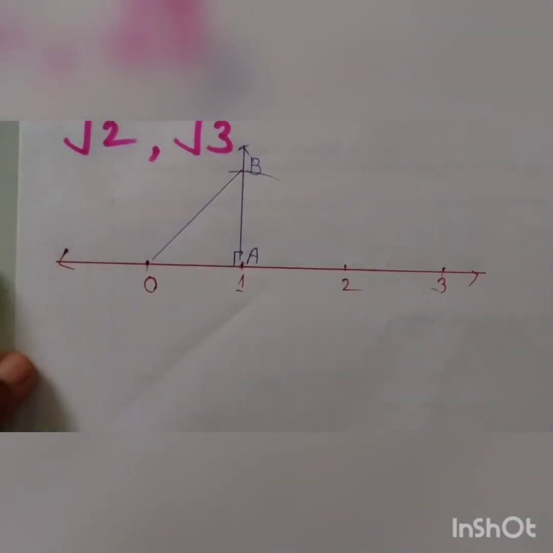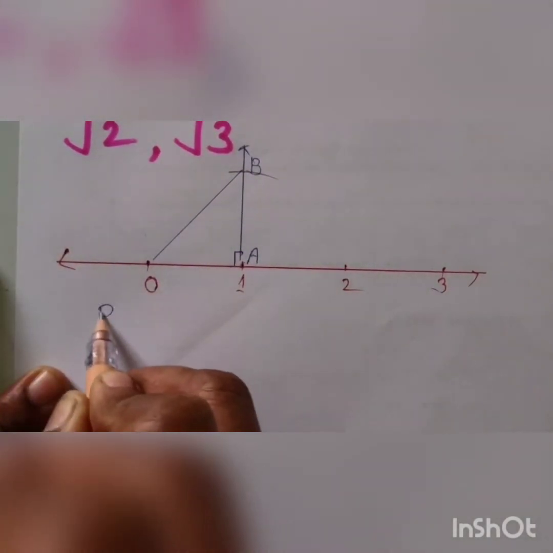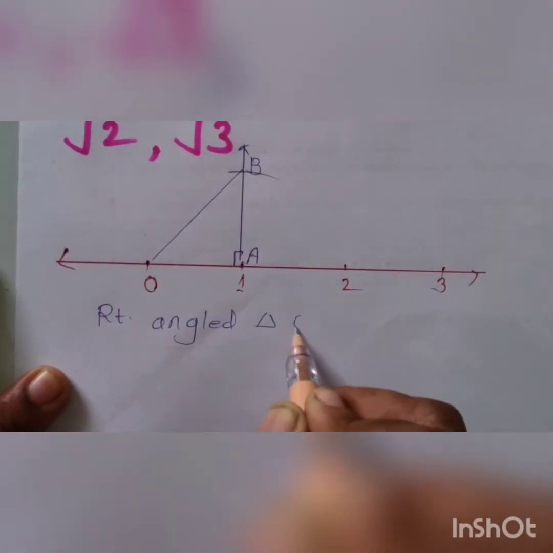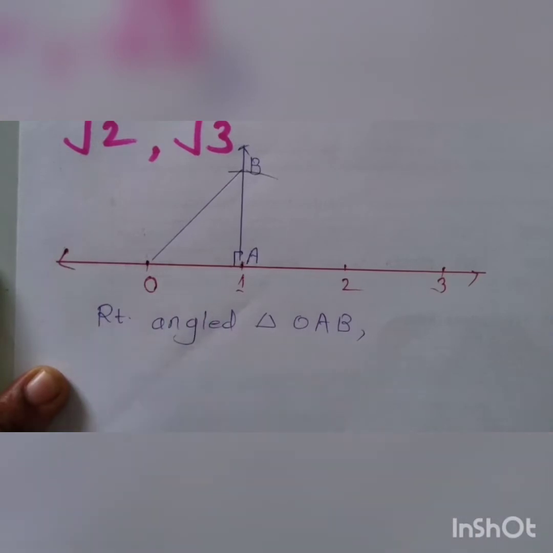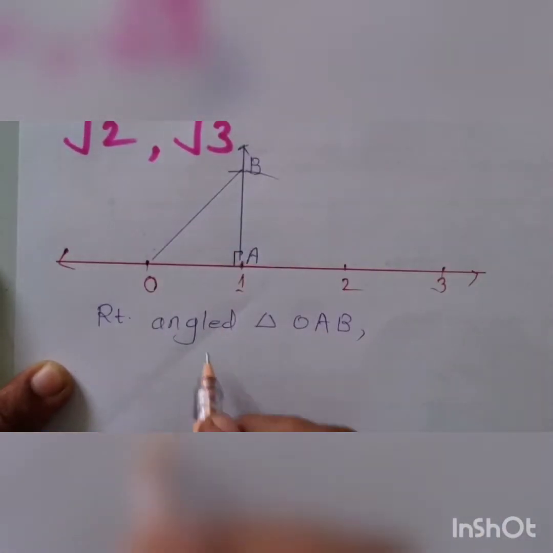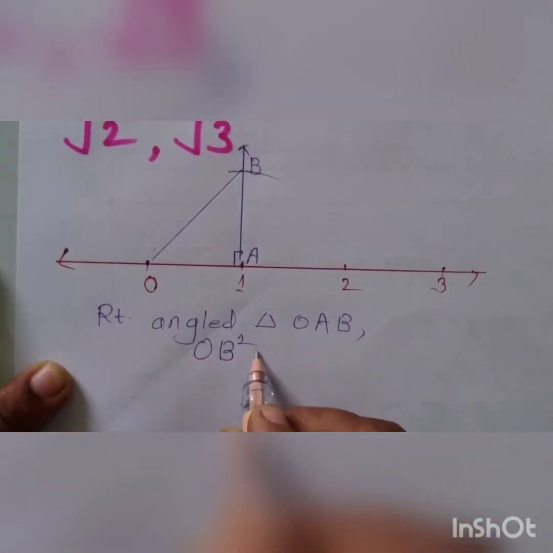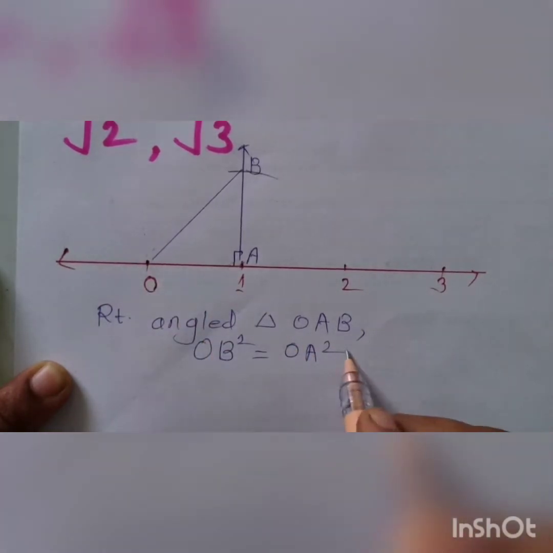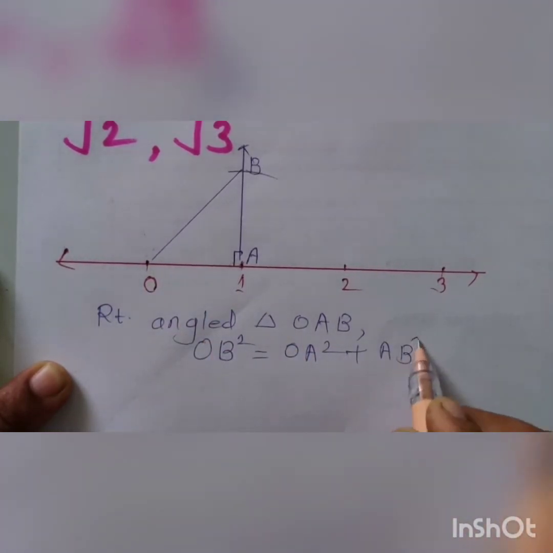In this right angle triangle OAB, means here we obtain right angled triangle OAB. As it is a right angle, we can apply Pythagoras. This is the right angle, means its opposite side OB is the hypotenuse. OB square is equal to base, that is OA square, plus height AB square. Means here we apply Pythagoras theorem.